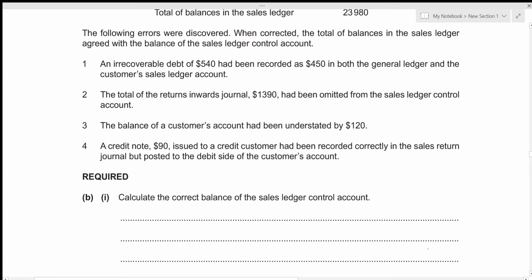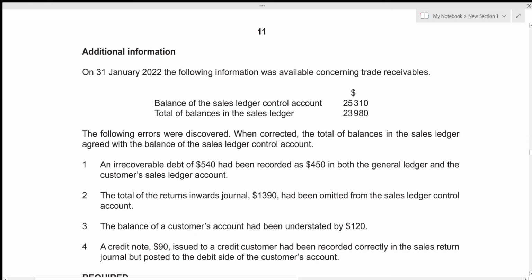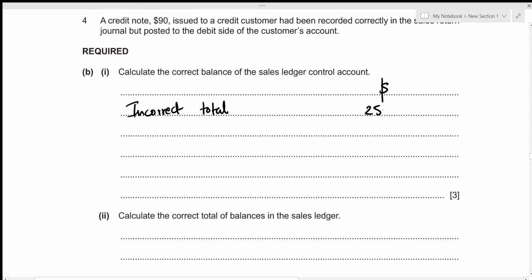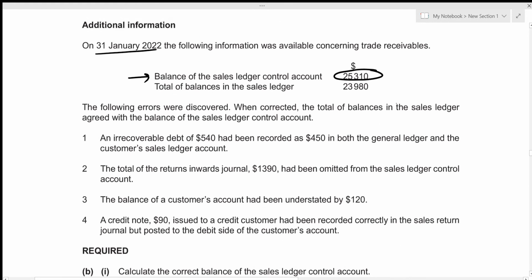For the first part, we need to calculate the correct balance of the sales ledger control account. All right, so we will be starting with our incorrect total, or the incorrect balance. So let's have a look at the above information. We can see that the balance of the sales ledger control account on 31st January 2022 is given to be 25,310. So we will be starting with this incorrect total. That's 25,310.